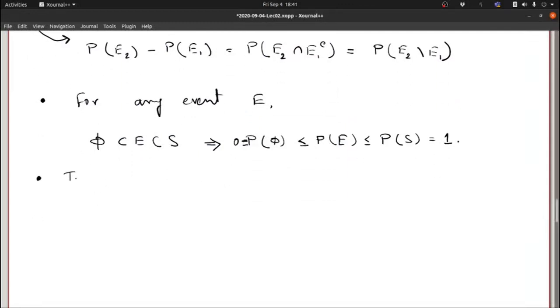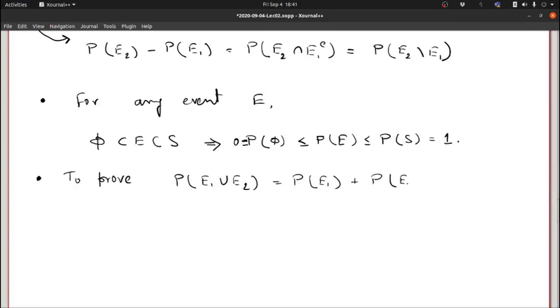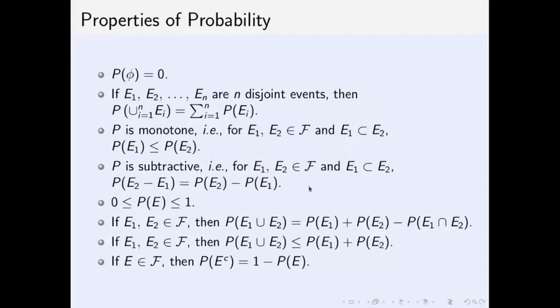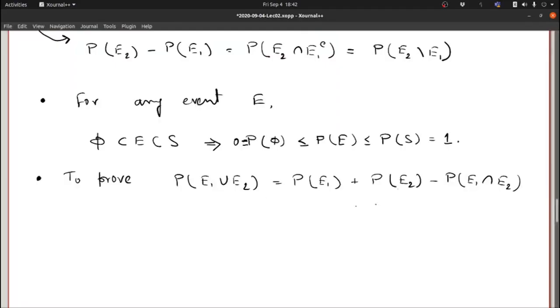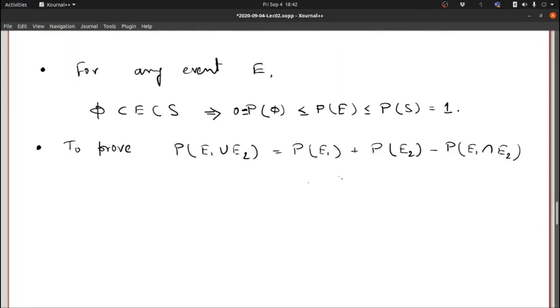We want to prove P of E1 union E2 is equal to P of E1 plus P of E2 minus P of E1 intersection E2. Note that if E1 and E2 are disjoint, then this part is phi, so this probability is 0. So the probability of E1 union E2 is equal to the probability of E1 plus the probability of E2, which we have already seen in the second property.